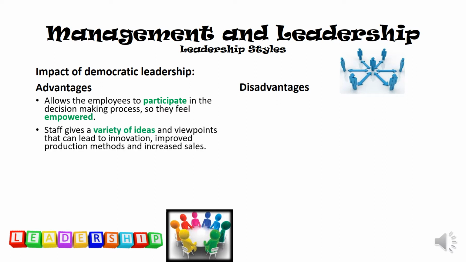Staff can also give a variety of ideas. As I said just now, your team is going to be diverse and different people in the team are going to come with different ideas and different points of view, which means that you can come up with creative solutions. It is going to lead to innovation, new ideas, new production methods, new products even, and improved production methods, which will increase the sales.